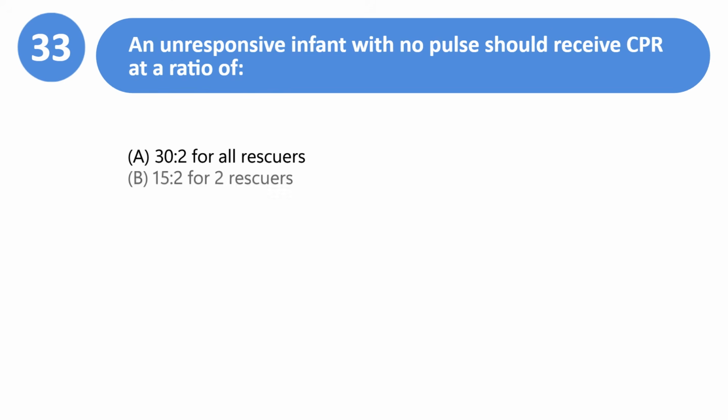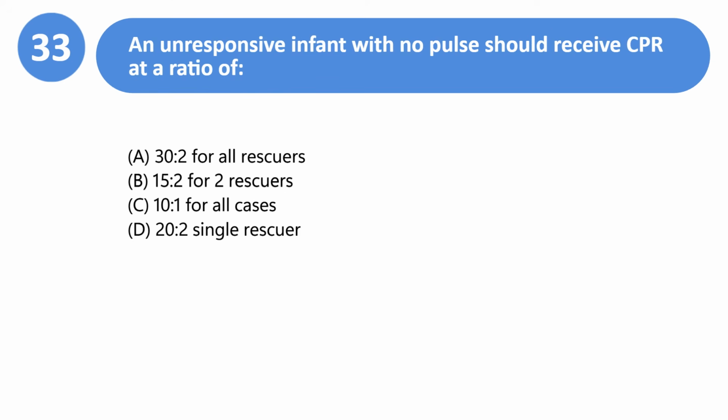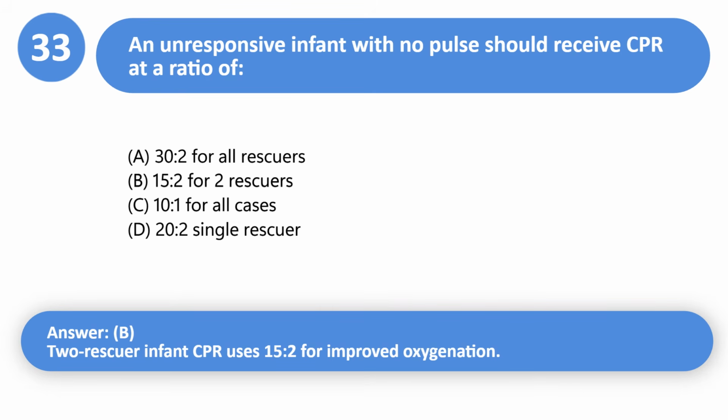An unresponsive infant with no pulse should receive CPR at a ratio of: A. 30:2 for all rescuers. B. 15:2 for 2 rescuers. C. 10:1 for all cases. D. 20:2 single rescuer. Answer, B. 2 rescuer infant CPR uses 15:2 for improved oxygenation.